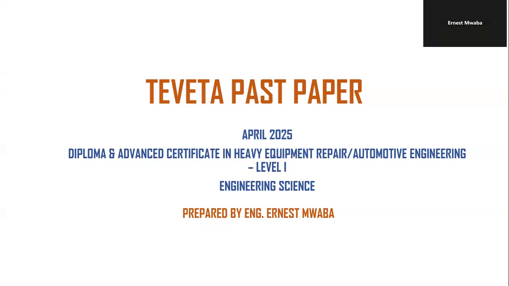So this is a past paper for diploma as well as advanced certificate, which they are now calling level 5 certificate in both automotive as well as heavy equipment repair, engineering science, meaning we're talking about first year. Since the paper was written in April 2025, of course, we're saying this is a revision package. Let's straight away look at question number 1.